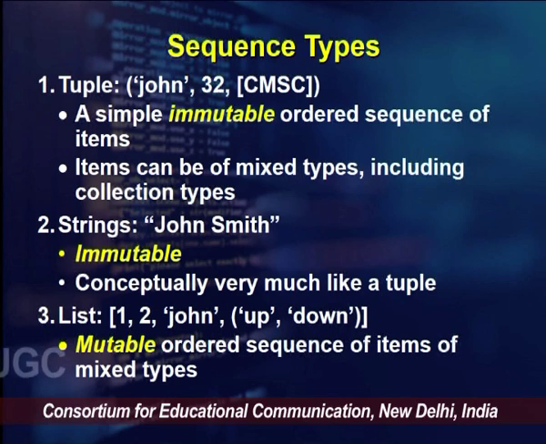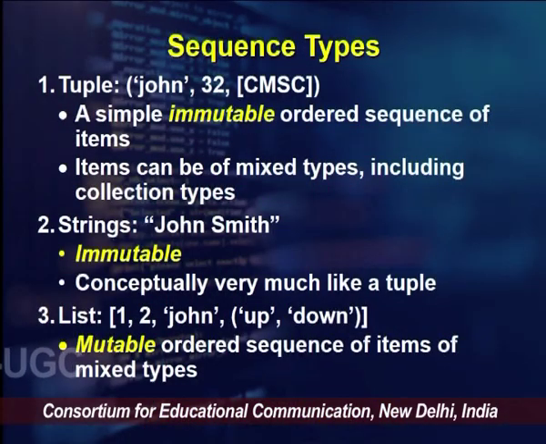A string is defined in double quotes. And then you have the list. A list is actually a mutable ordered sequence of items, and again this can be of mixed type. So, tuple, string and list can all have mixed types of data in them. For example, in the third example we have shown a list with 4 different types of item: 2 numbers, a string called John, and then a tuple within the list, where you have up and down.